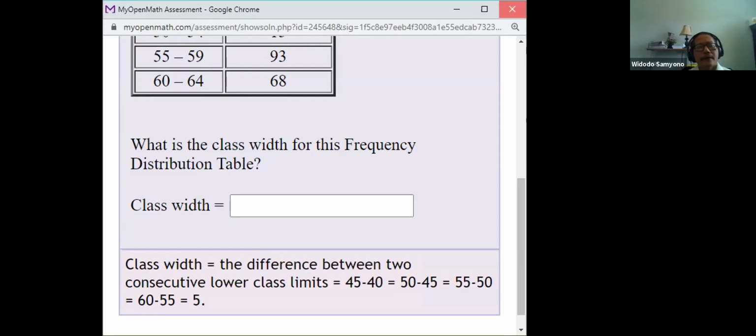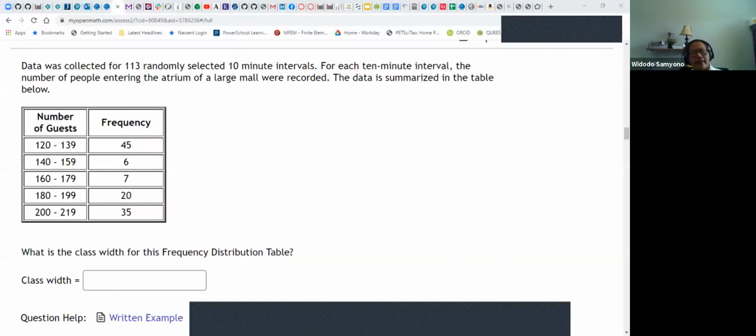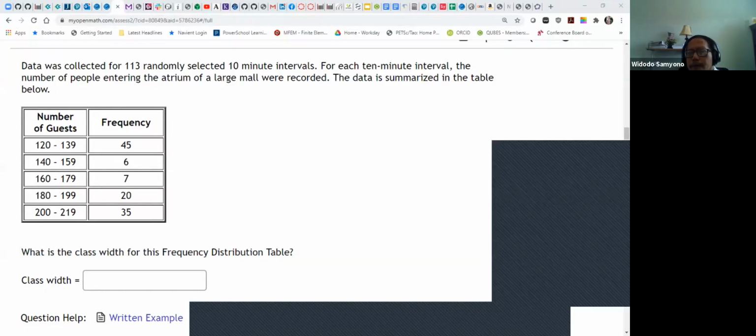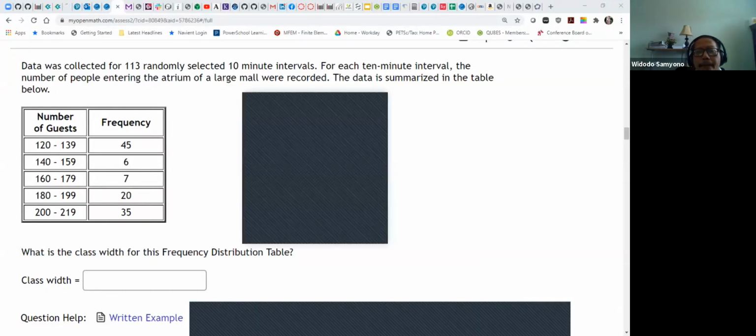So for the problem here, the class width will be what? Anyone to answer? The class width will be the difference between these two, these two, these two, and these two. What is the difference? Anyone want to try? What is the answer for that one?